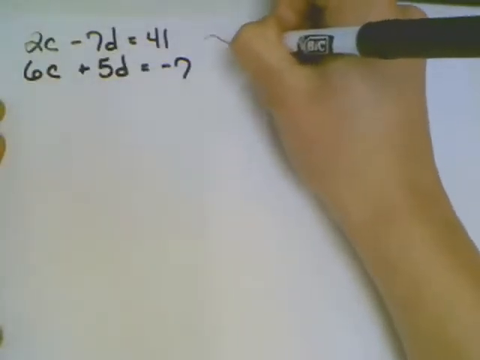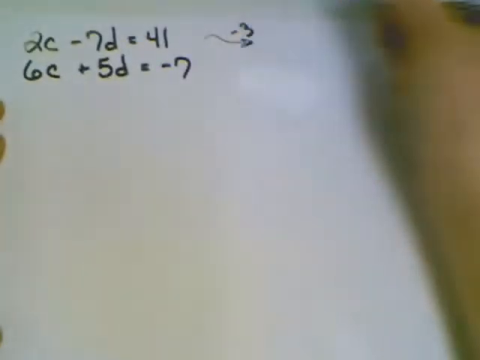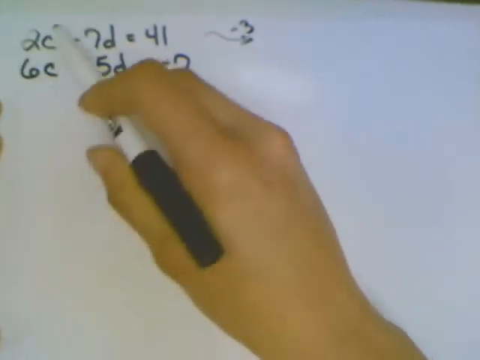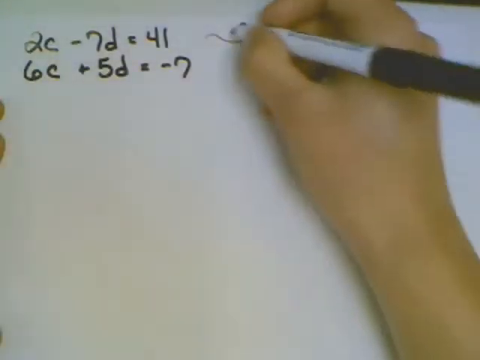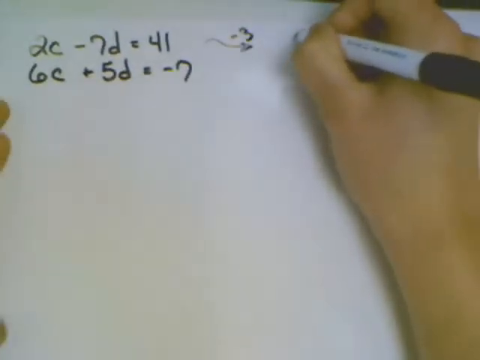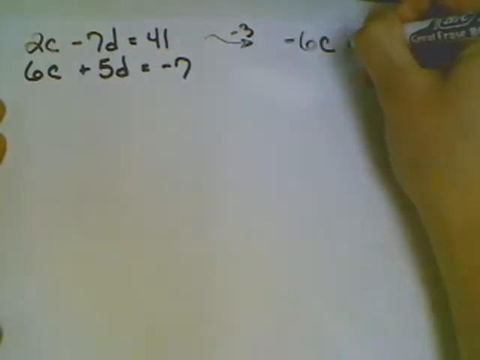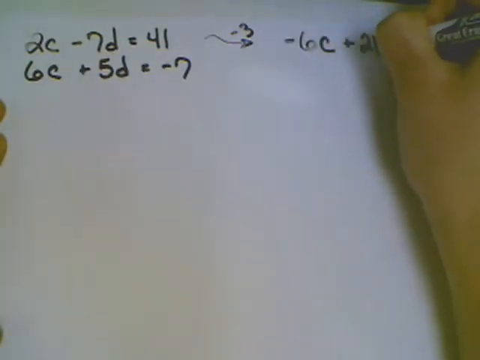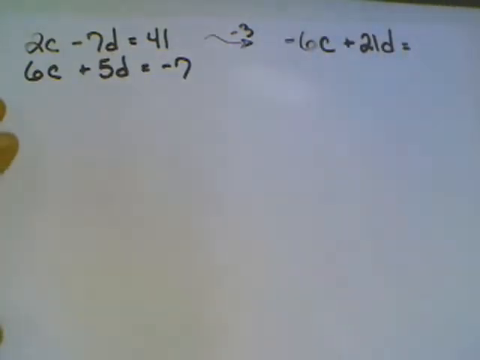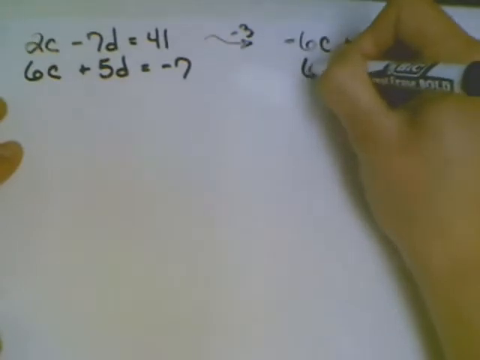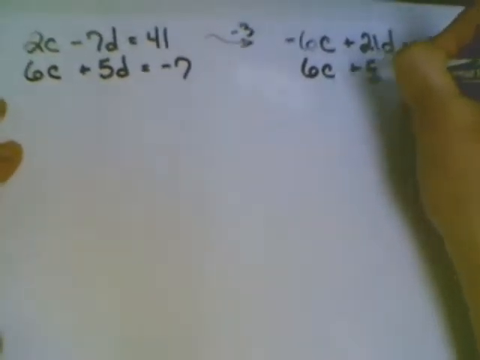And more so than just 3, I really want to multiply by negative 3, because negative 3 will make this negative. Since this is positive, they'll add together and be 0. So negative 3 is the number I want to multiply the first equation by. So I'm going to get negative 6c plus 21d equals 41 times negative 3 is negative 123. The second equation can stay exactly the same.